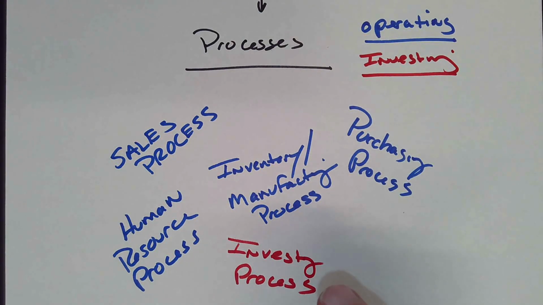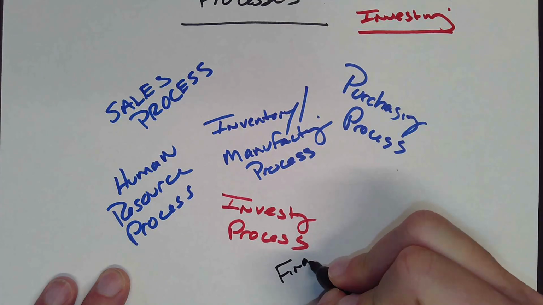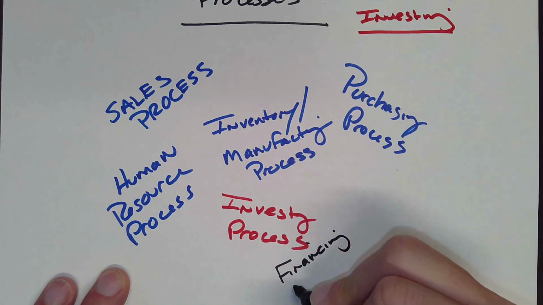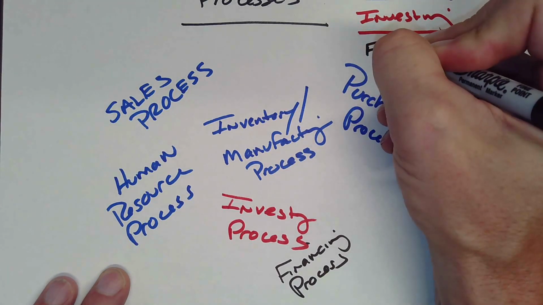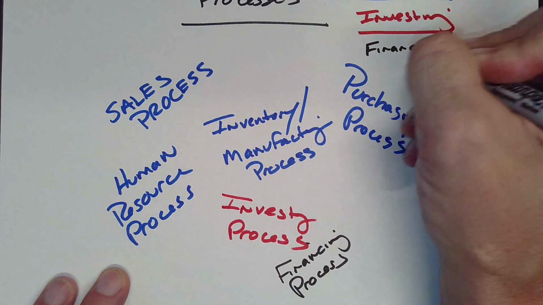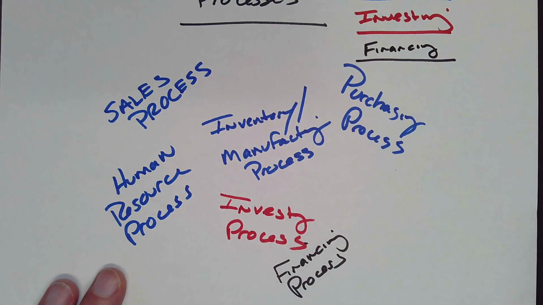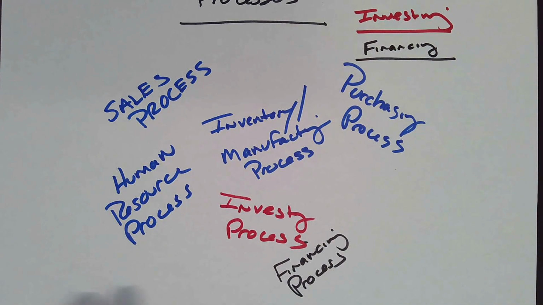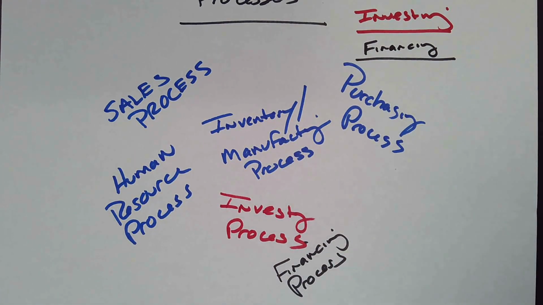Well, it takes money to make these big investments, so I probably need some kind of a financing process. That could be taking out loans. It could be getting other people to invest and giving us money, and we sell them a piece of the business. That's all part of financing. Maybe I have to pay back some of the loans. Again, that's financing. All right?